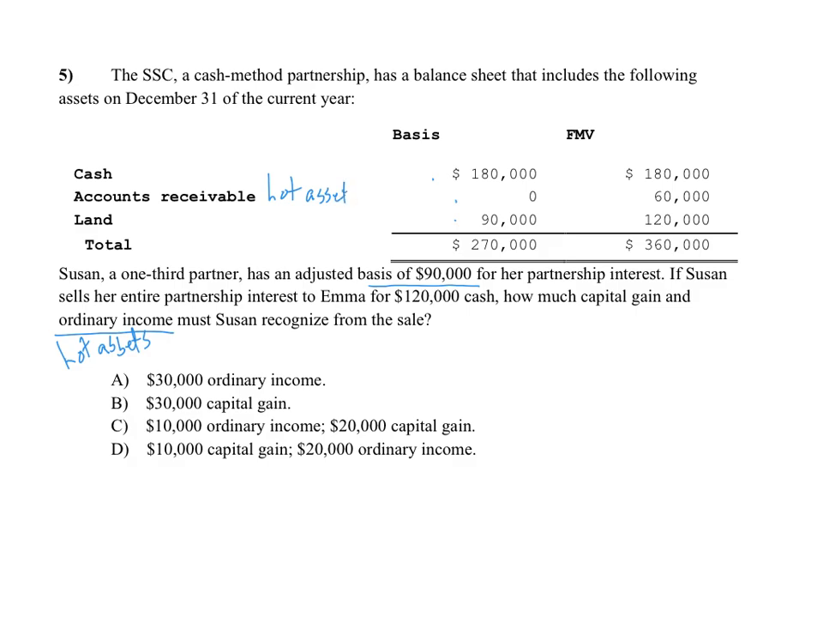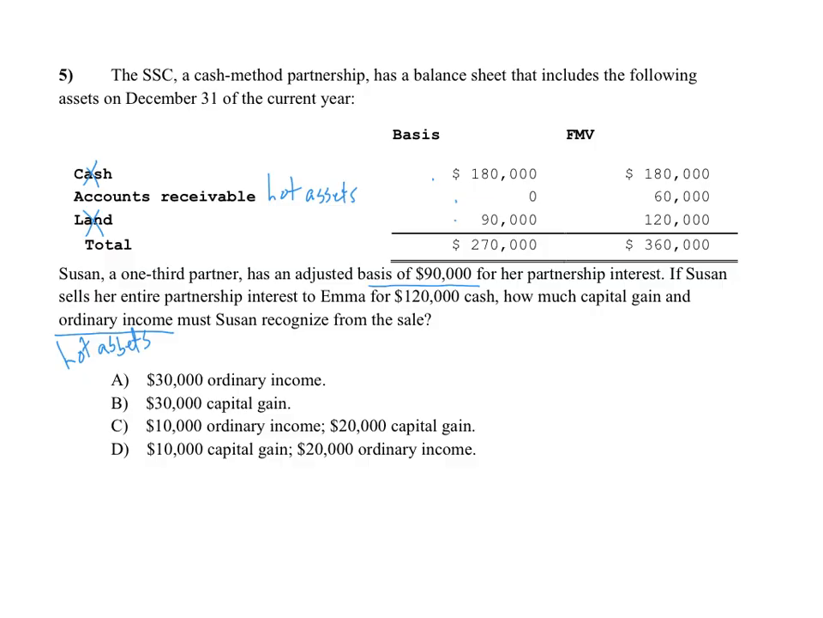It told us that she's a cash method taxpayer. The other things that could be hot assets are inventory and depreciation recapture. We know that land doesn't get depreciated, so it's not going to have depreciation recapture. We know that cash is never a hot asset, so we've got this accounts receivable amount sitting out there. All right, we'll deal with that in a minute.